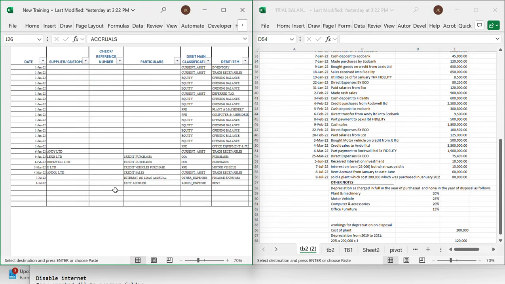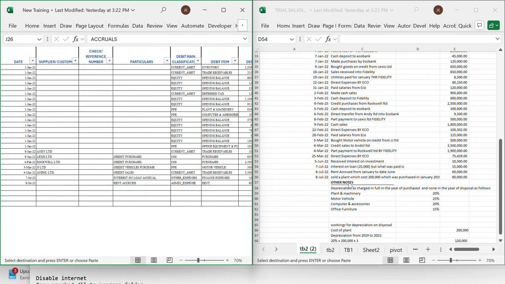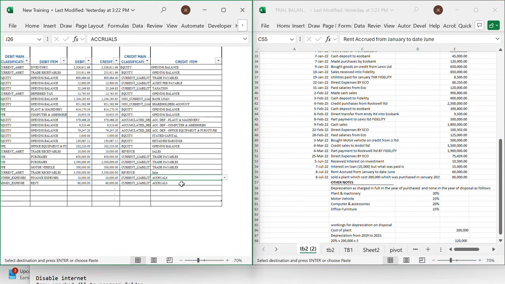And now there was rent as well. I think in this transaction, there was a rent accrued from January to date, and this is not a cash transaction, so it has to appear also in the journal entry. And then the double entry principle is that you are going to debit the rent expense and then you credit the rent payable or rent accrued. And here I just treated it as accrual, right? But you can make it specific.